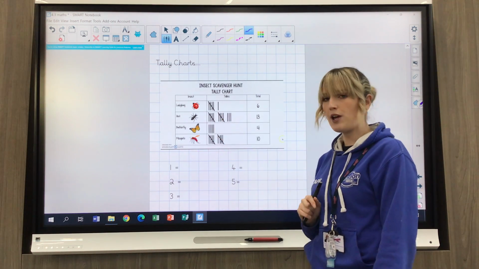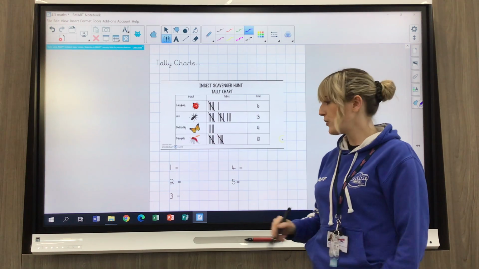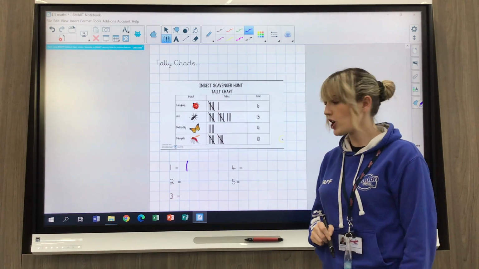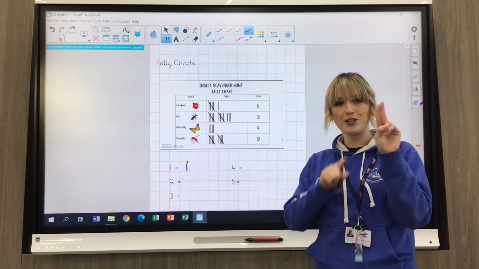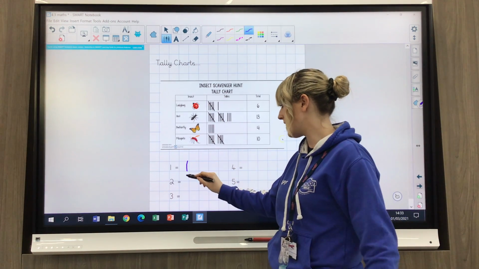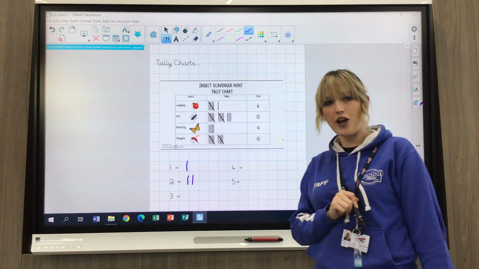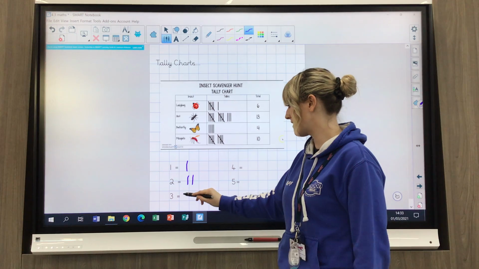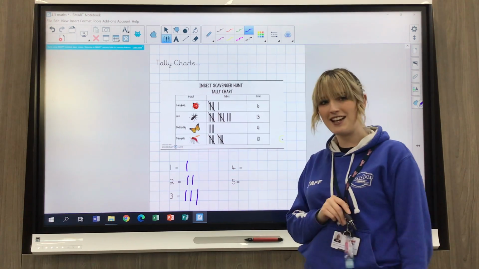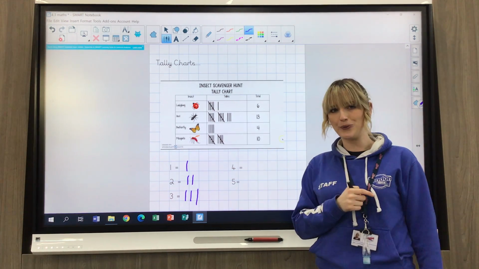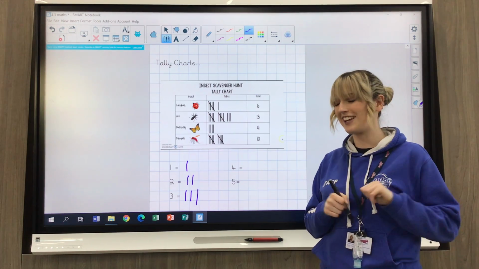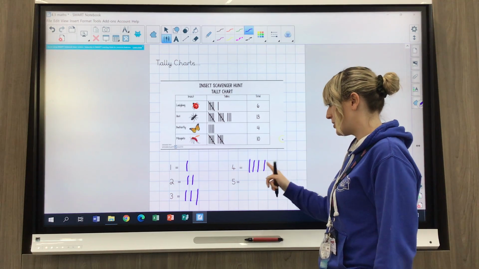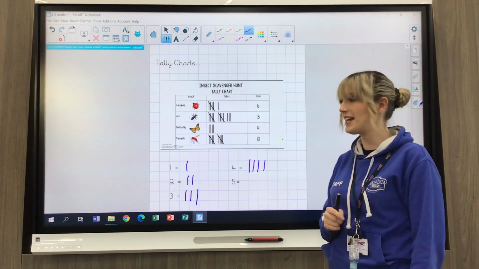So to show the number 1, we just do 1 straight line. To show the number 2, we do 2 straight lines. To show the number 3, we do 3 straight lines. Are you spotting the pattern? How many lines do we do for number 4? Obvious, isn't it? It's 4. So for the number 4, we do 4 straight lines, which is really, really easy.